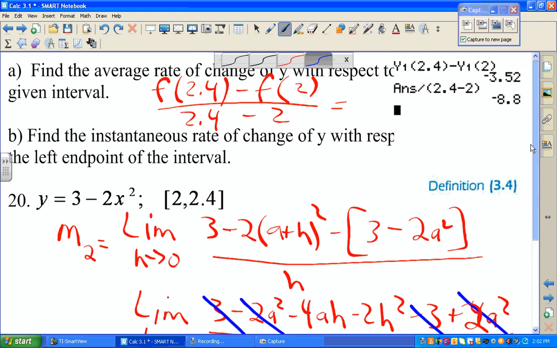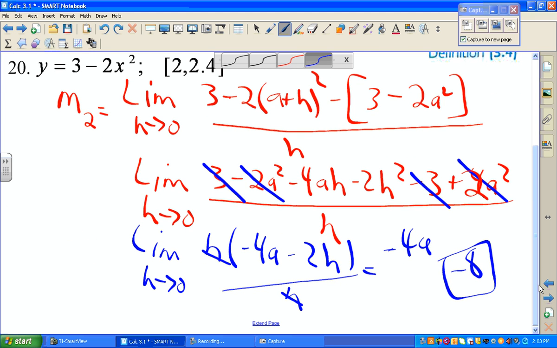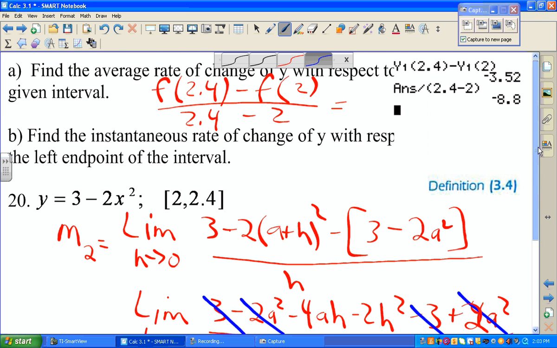So, good. The average and the instantaneous, pretty close. They should be. But you've got to know the difference between the average and the instantaneous. The answer for part A, I got negative 8.8. And the answer for part B, I got negative 8. One's the instantaneous, one's the average.